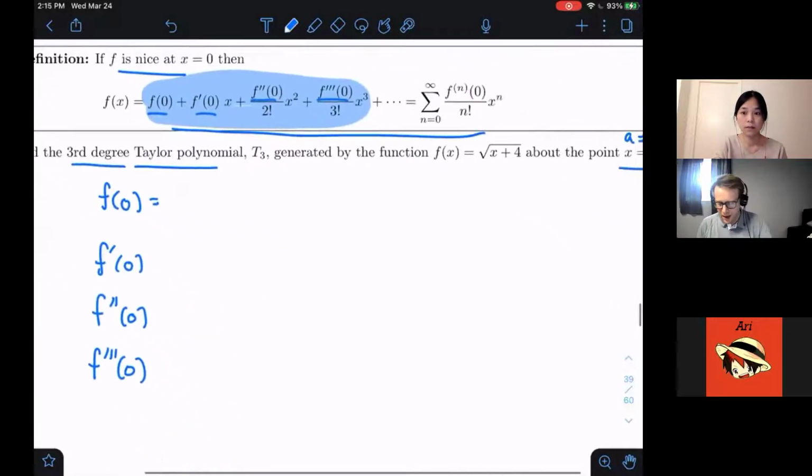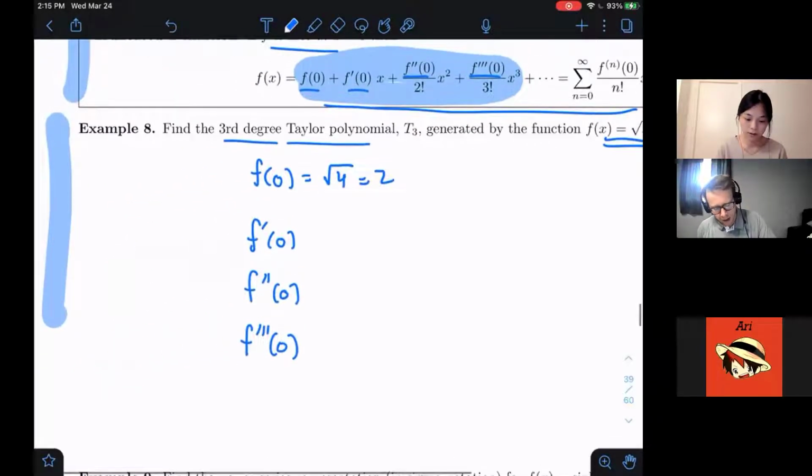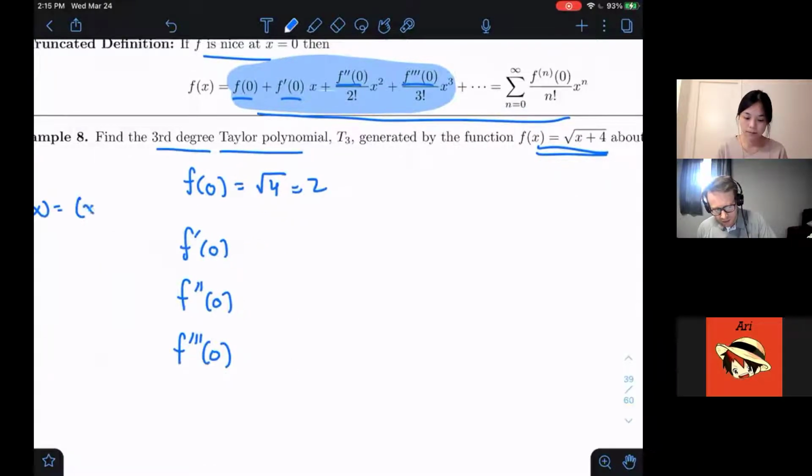So, okay, f of 0. So here's my function. If I was to plug in 0, I would have the square root of 4, which is 2. Okay, not so bad. Next up, I need to start taking some derivatives. So let me go off to the side here and give myself some space to take derivatives. So I'm going to say f of x. And for the purposes of taking derivatives, remember, it's really nice to write this in its exponential form, right? So x plus 4 raised to the 1/2 power.